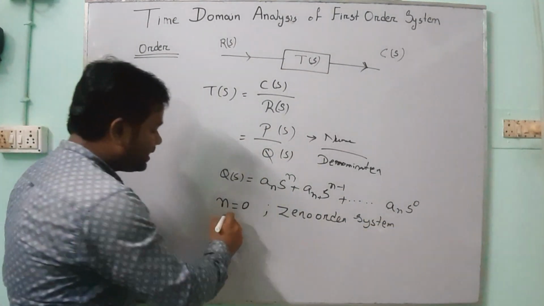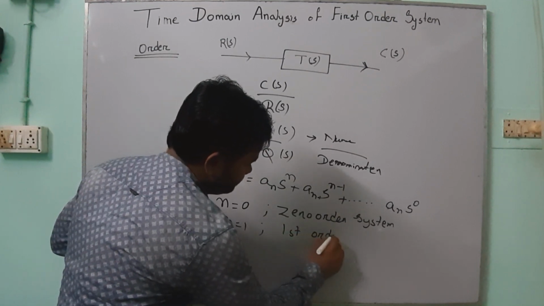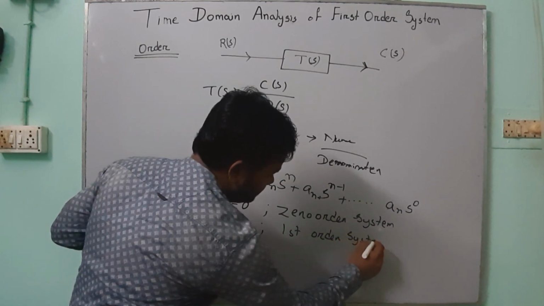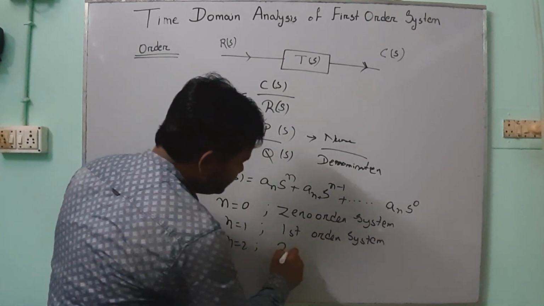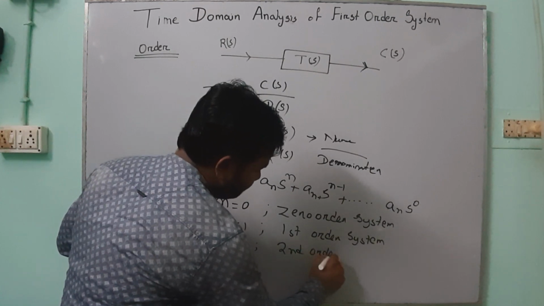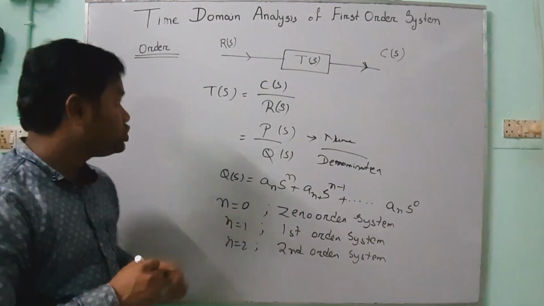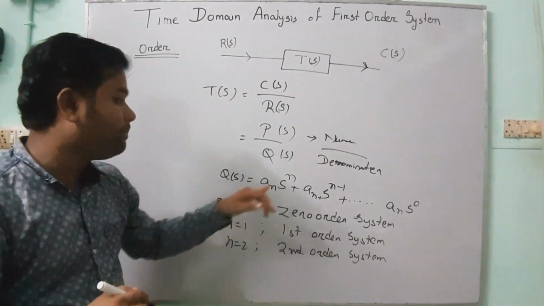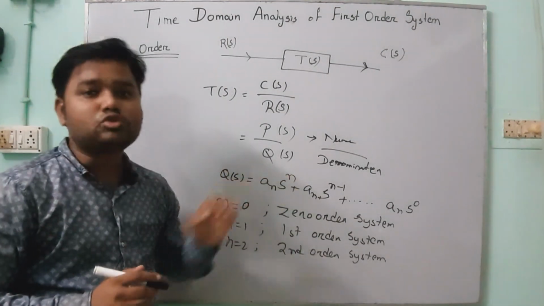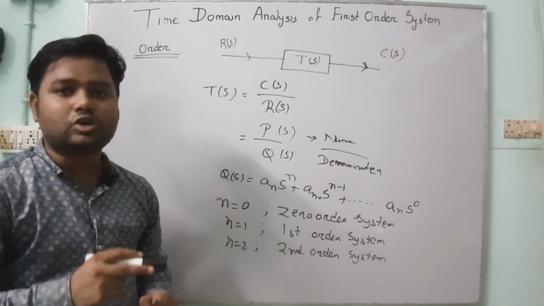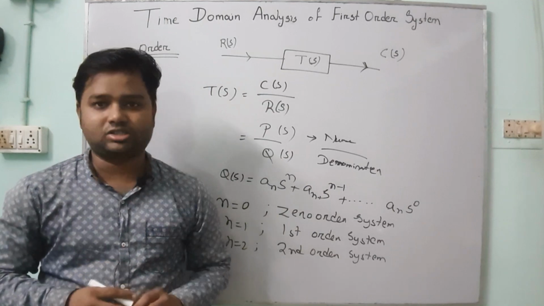And if n is equal to 1, then it is a first order system. If n value is equal to 2, then it is a second order system. Okay, so the order of the system depends upon the power of S. The highest power of S, that is n, is known as the order of the system. We will discuss it one by one. First we will discuss the time response of first order system.